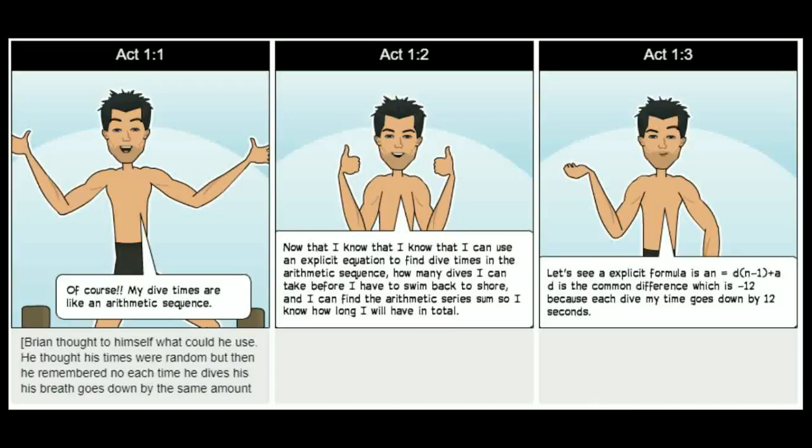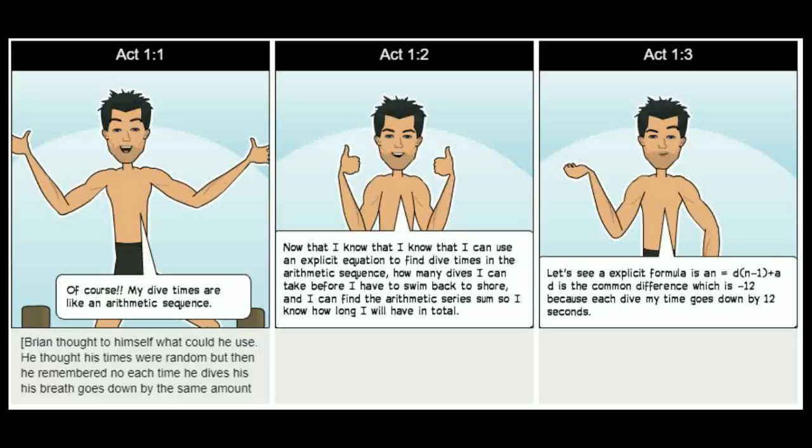Brian thought to himself, what could he use? He thought his times were random, but then he remembered, no, each time he dives, his breath goes down by the same amount. Of course! My dive times are an arithmetic sequence. Now that I know that I can use an explicit equation to find dive times in the arithmetic sequence, how many dives I can take before I have to swim back to shore, and I can find the arithmetic series sum so I know how long I will have in total.